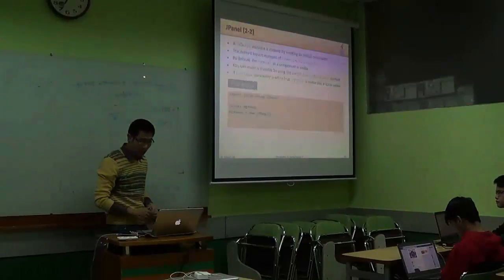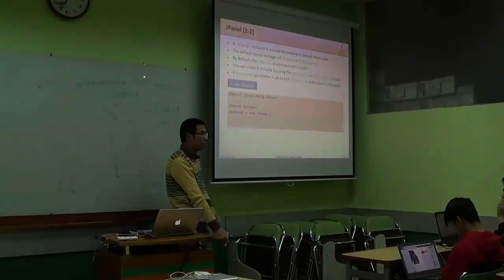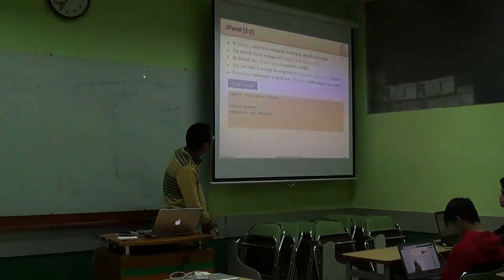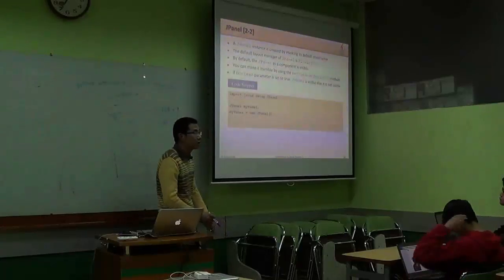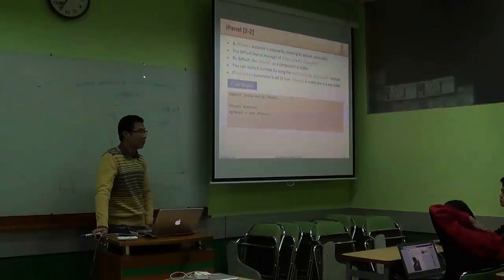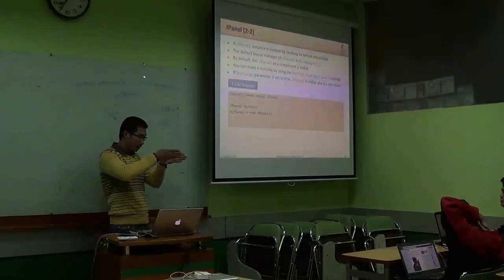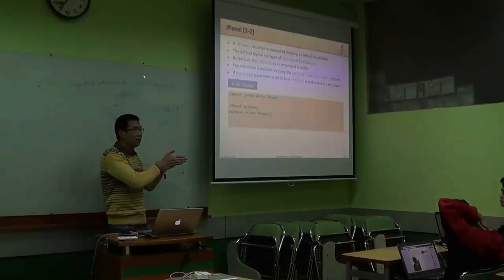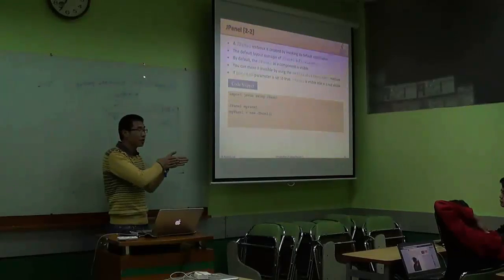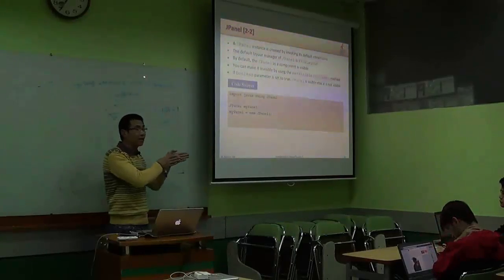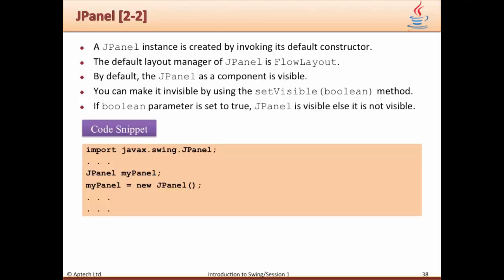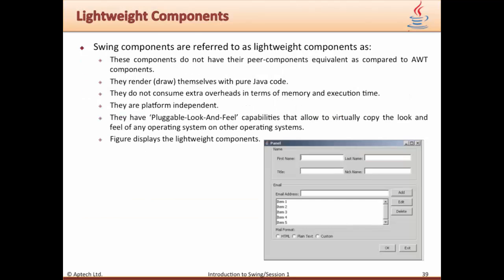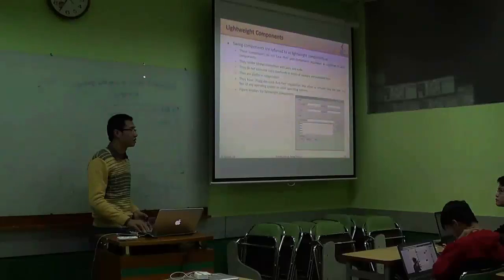That one is called J panel. It's also called intermediate. Intermediate what? Intermediate components. The reason is that it is itself stored under the J-frame, which is the top container, and the J panel itself is used to store other components inside it. That's why it's called an intermediate component. Then we're going to study lightweight components, like label, text boxes, and so on and so forth.